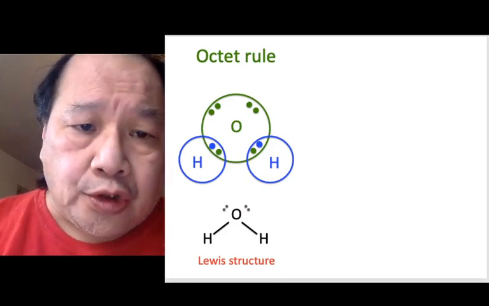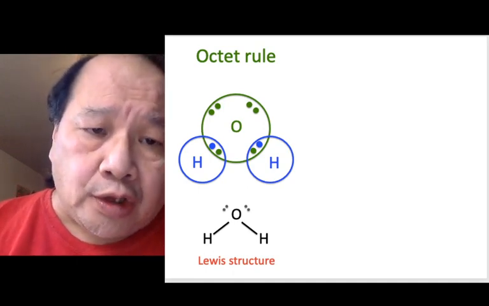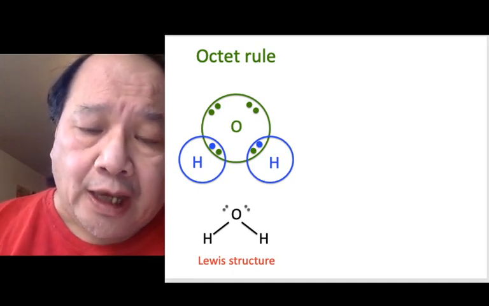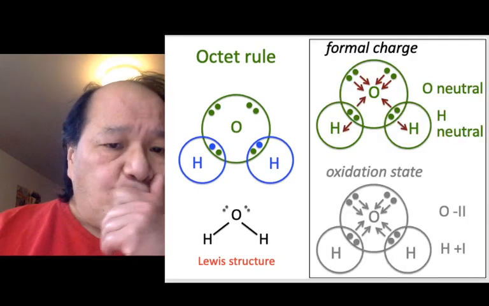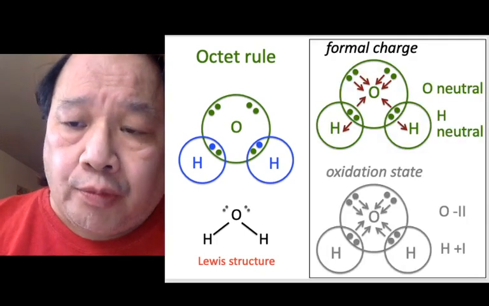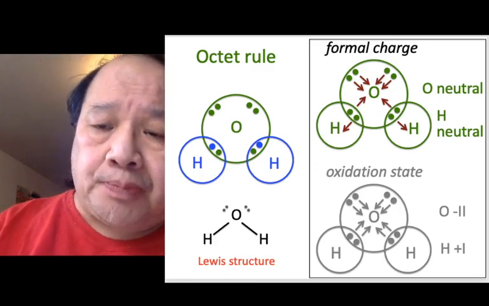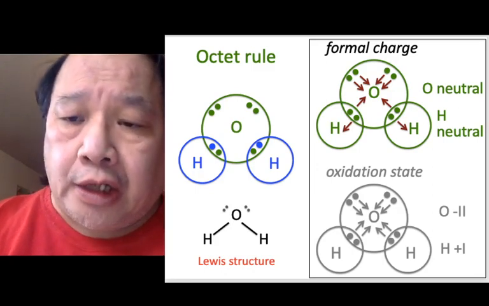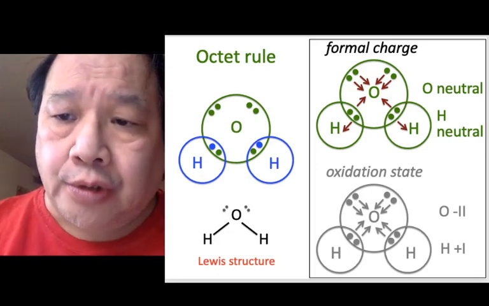Let's look at water. There it is in the circle picture. There it is in the Lewis structure. One pair of electrons shared between two atoms leads to a single bond. And the concept that we're going to need is formal charge. Formal charge, remember, is the process by which electrons in the bonds get shared equally between the two atoms.